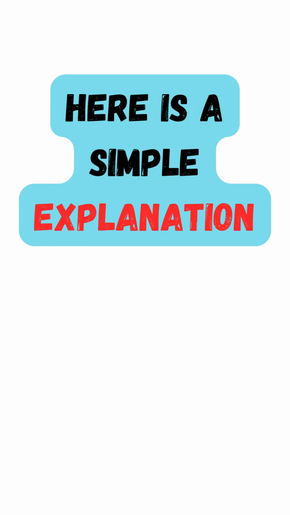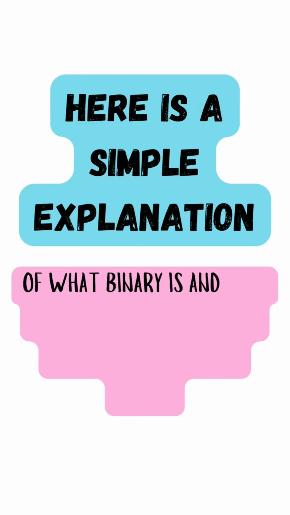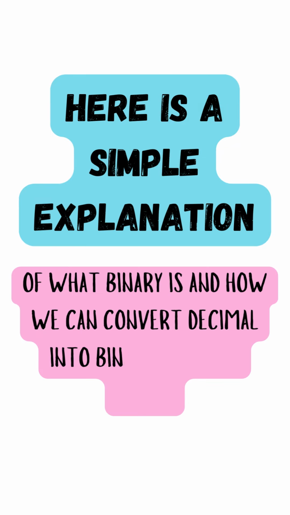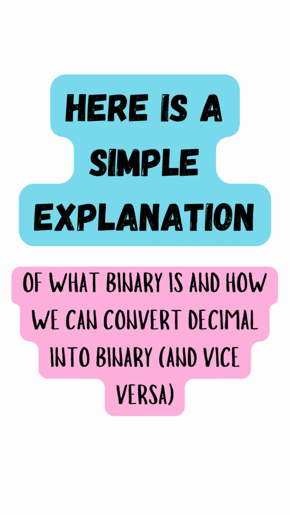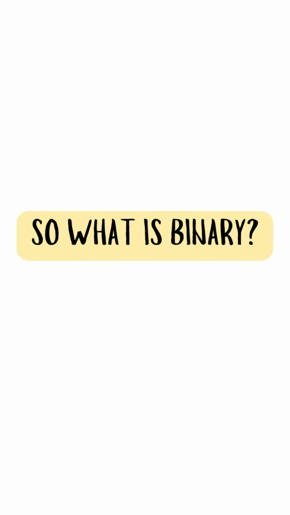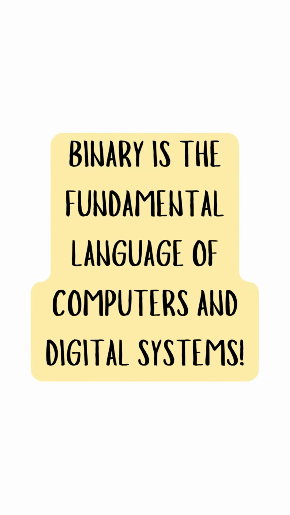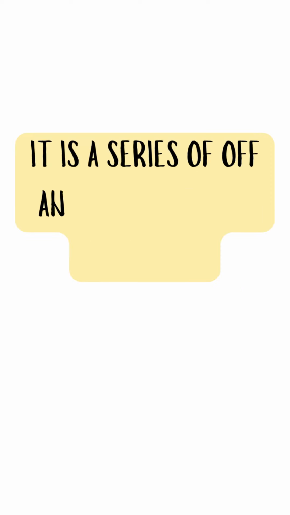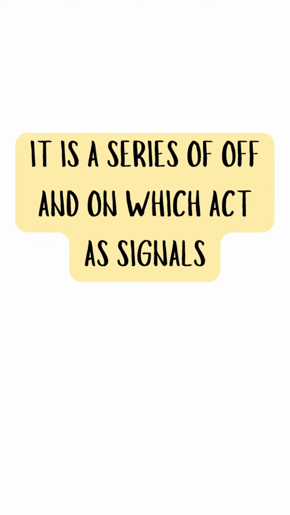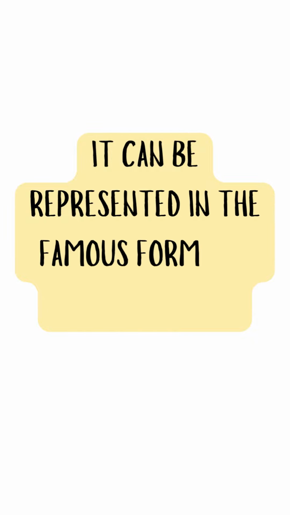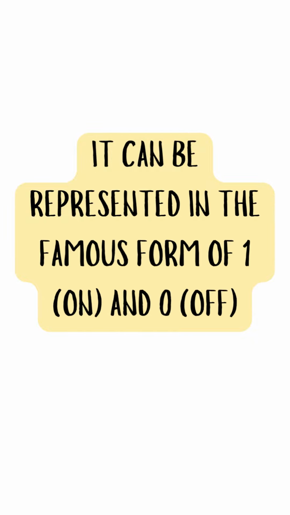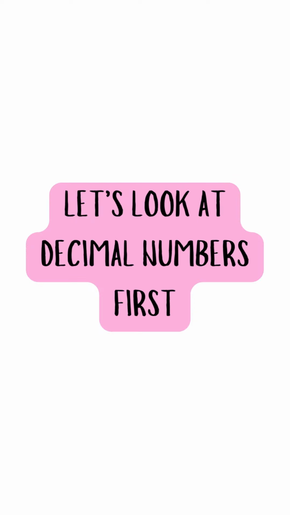Here is a simple explanation of what binary is and how we can convert decimal into binary and vice versa. Now let's start simple. Binary is the fundamental language of computers and digital systems because it just is a series of ons and offs as signals. Now this can be written out in numbers, and that's what we're going to be looking at in this video. Let's base this on our prior knowledge and start with decimal numbers.